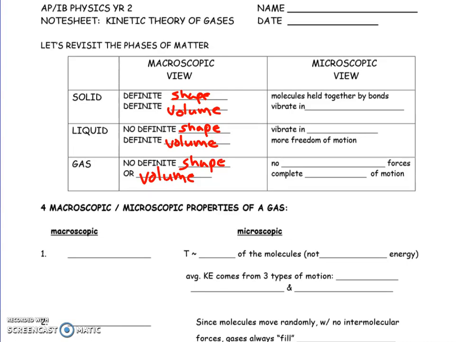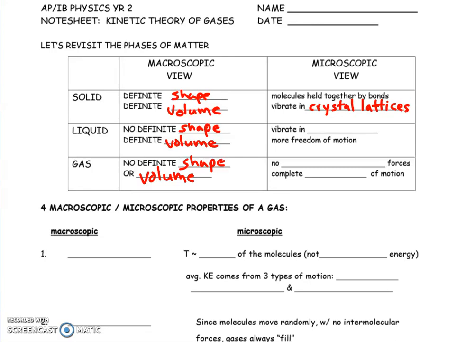We know that in solids, molecules are held together by bonds, right? And they vibrate in crystal lattices. Okay, there's structure to it. So they're jiggling back and forth, but they're not going anywhere. And so we say they have those bonds between them, even though it's a vacuum between one molecule and another. They are held in place, if you will, by those intermolecular bonds.